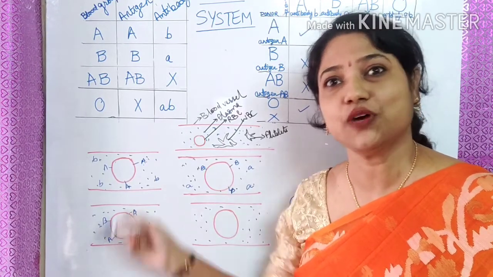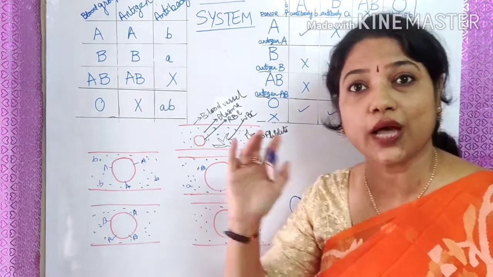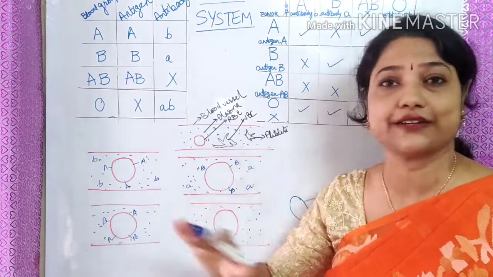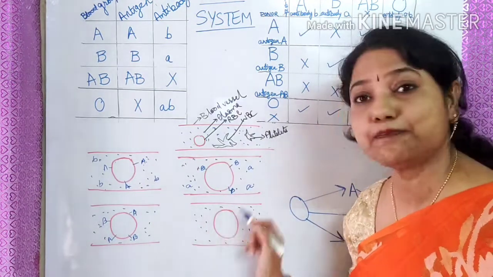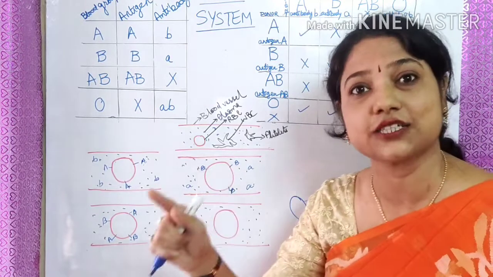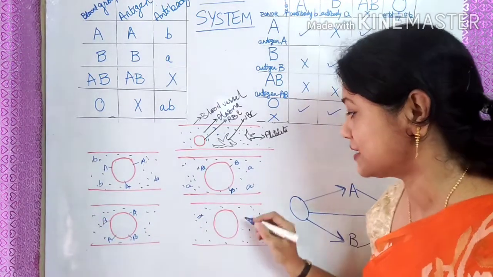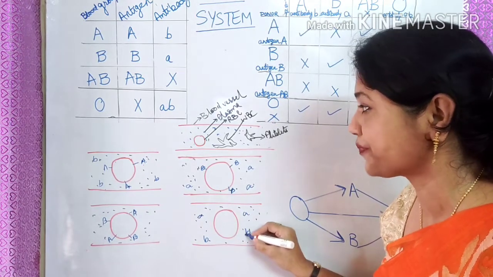And let us see one more type where on the RBC no antigens are present, neither antigen A nor antigen B. Then, in that type of blood, both antibodies will be present in the plasma, antibody A and antibody B.